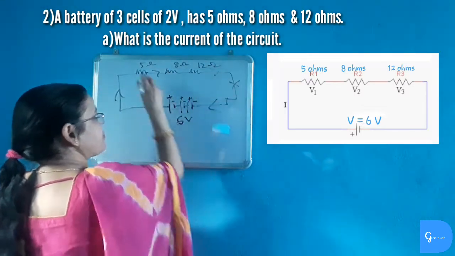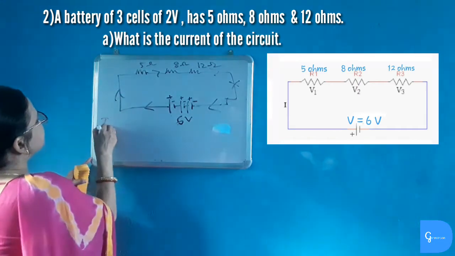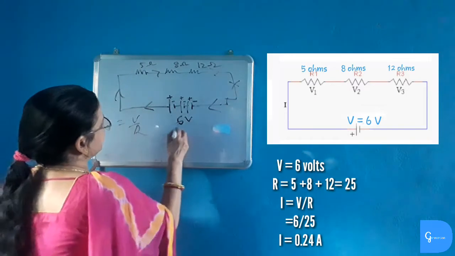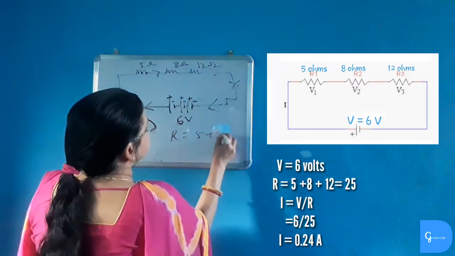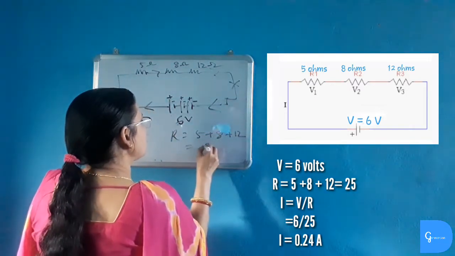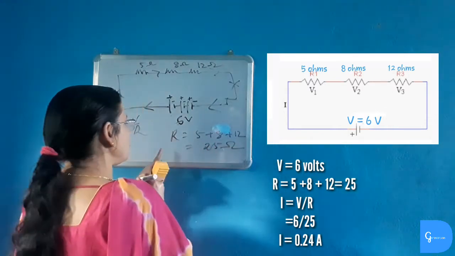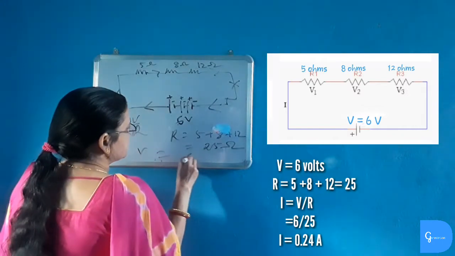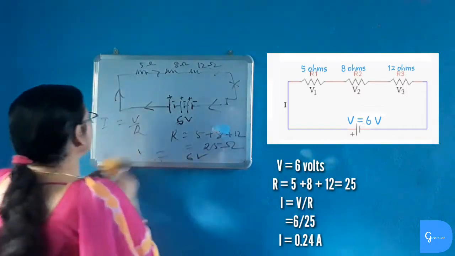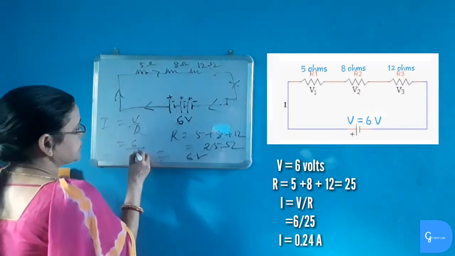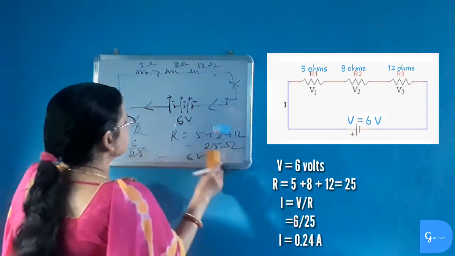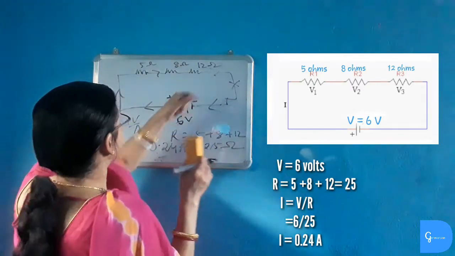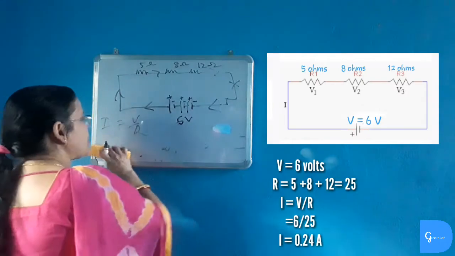Current flowing in the circuit will be the same throughout the circuit. So I will be V by R according to Ohm's law. Now the total resistance here will be 5 plus 8 plus 12 is equal to 25 ohm. So the combined resistance in the series is 25 ohm and the voltage is given as 6 volt. Now I will be V by R, 6 by 25, is equal to 0.24 ampere. So the current flowing in the circuit is 0.24 ampere.